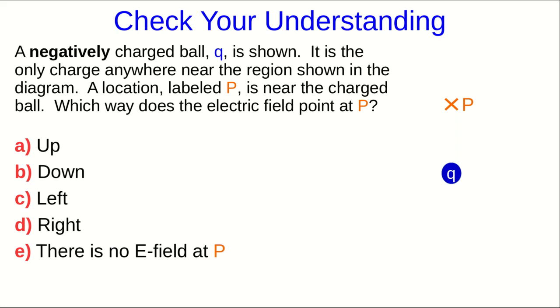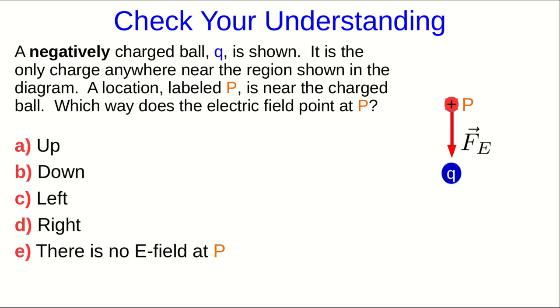Here's the question that I asked at the end of the previous part of this lecture. We can figure out which way the field points at P fairly easily because there's only one charge in this whole region. Remember that the field is defined in terms of forces on probe charges. So think about what would happen if we put, say, a positive probe charge at point P. It would be attracted to that negative charge Q.